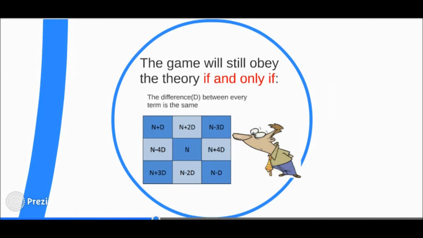However, if we change the list to random numbers with different differences, the sum of each row and column will not be the same. Therefore, the theory does not hold.